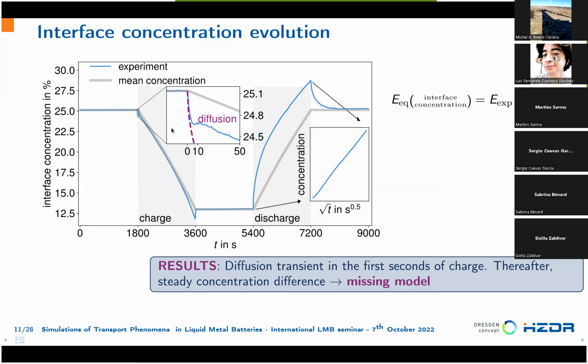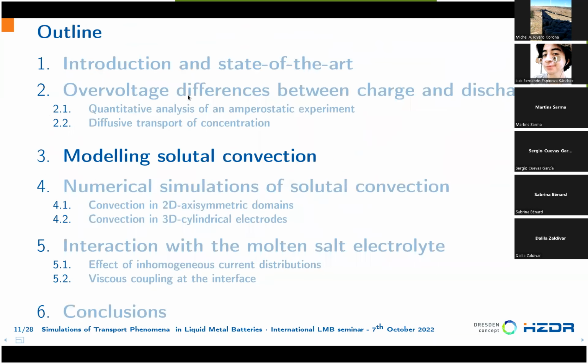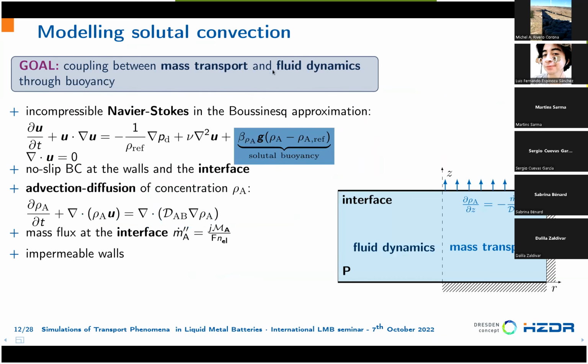So now we will move to charge and try to understand what is taking place here at the beginning of the charge phase. And to do that, we need to model solutal convection. So we need to couple mass transport and fluid dynamics through buoyancy. So we solve incompressible Navier-Stokes in the Boussinesq approximation, including these additional terms that take into account the buoyancy. So this is the solutal expansion coefficient, and this contains the concentration field. And then we also advect and diffuse the concentration field.